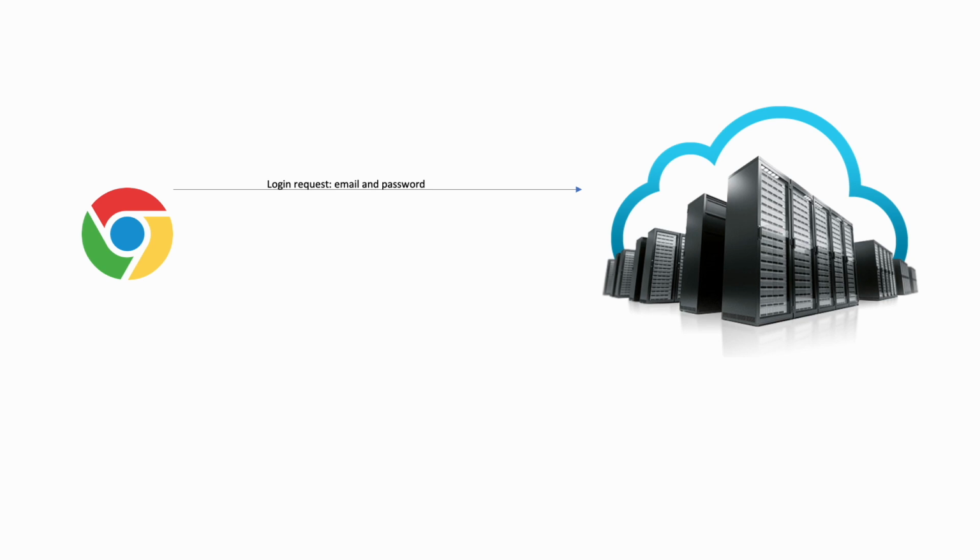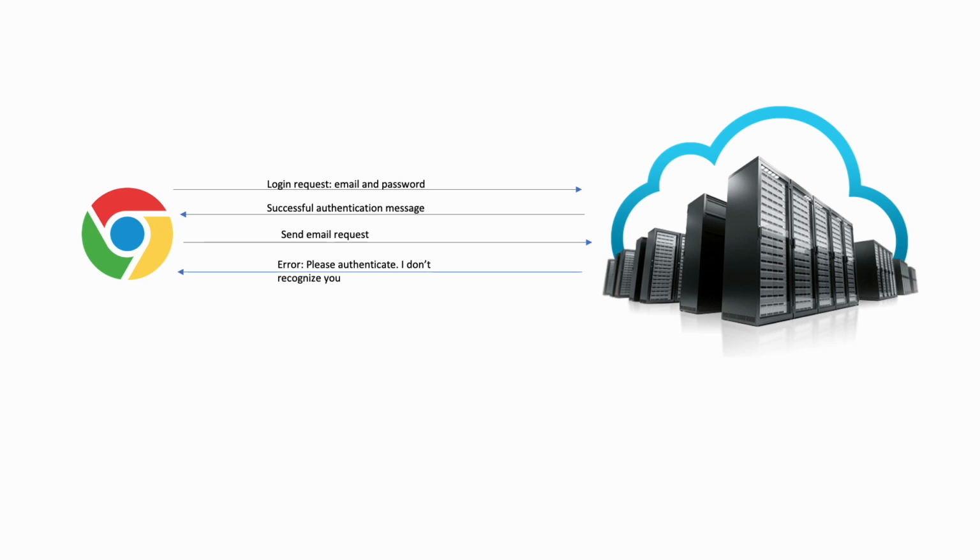Let's take a look at an example to understand it better. Imagine you logged into your email account. You are successfully authenticated. Now you're trying to send an email to your teacher, but you won't be able to do so. It's as if the stateless website does not have any information of the previous interaction. It's like, who are you? Even though you just logged in, right?